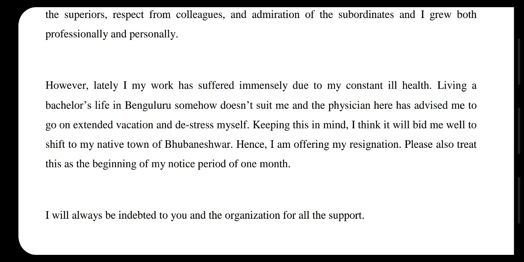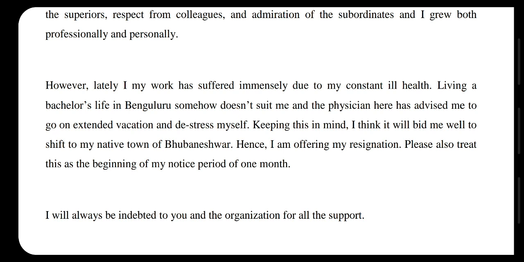However, lately my work has suffered immensely due to my constant ill health. Living a bachelor's life in Bangalore somehow doesn't suit me, and the physician here has advised me to go on extended vacation and de-stress myself. Keeping this in mind, I think it will bode well for me to shift to my native town of Bhubaneswar. Hence, I am offering my resignation. Please also treat this as the beginning of my notice period of 1 month.